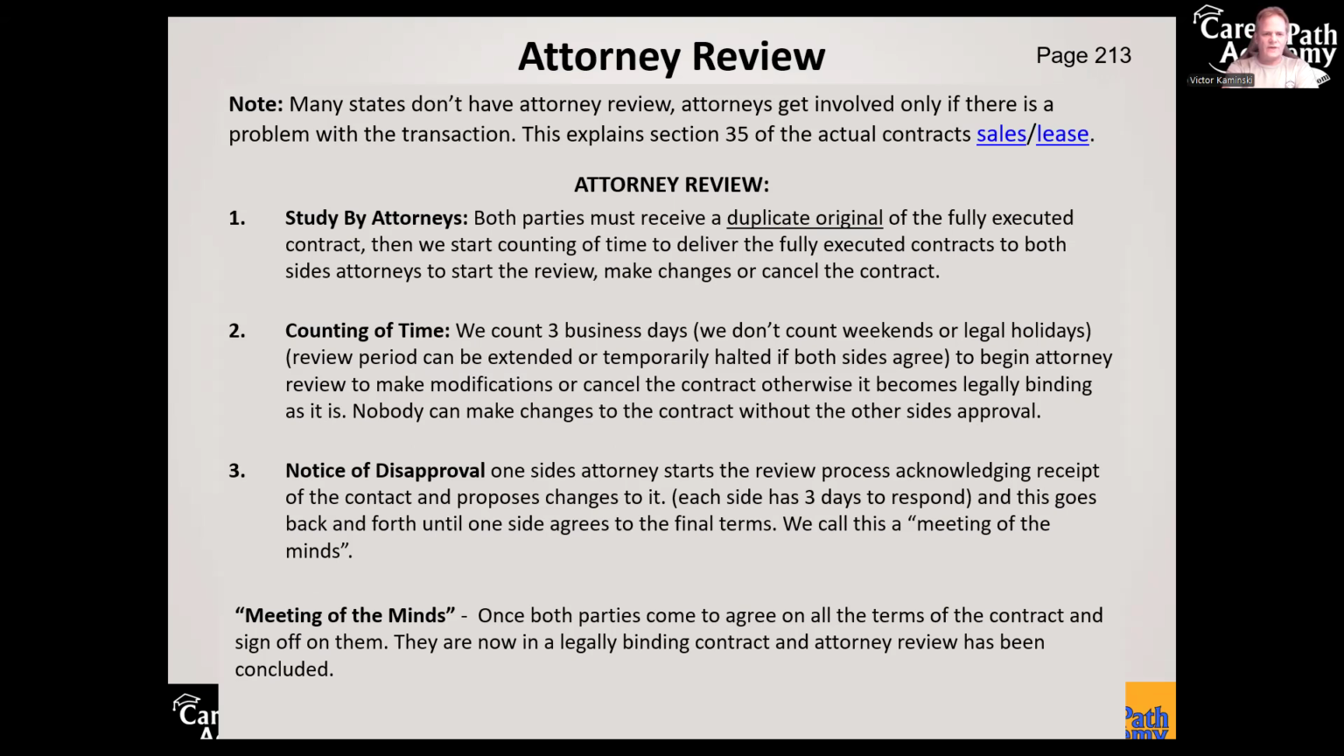So this is the way that attorney review works. So that's the explanation. I'm going to put that in the notes of how attorney review works. And I'm just going to write explanation of how attorney review works. And then I'll have another section that I'll put in the notes of actual wording of attorney review.